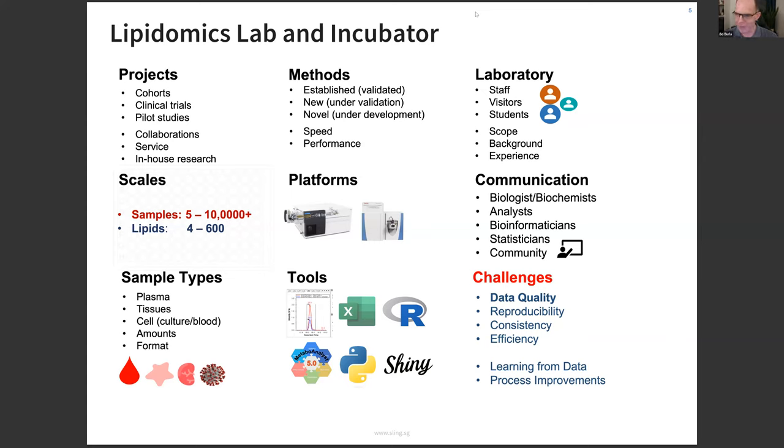What we more and more see, especially because the number of bioinformaticians and statisticians in our group is relatively small, is that the communication between the biologists, the biochemists, the analysts, those who really do the work in the lab and see what the instrument is doing, the bioinformaticians, and then the statisticians, becomes more and more of a challenge. This challenge reflects down in data quality, reproducibility and consistency. What is especially lacking, when the data is passed from an analyst to a bioinformatician with almost no communication between them, is that we often miss the chance to learn from the data.